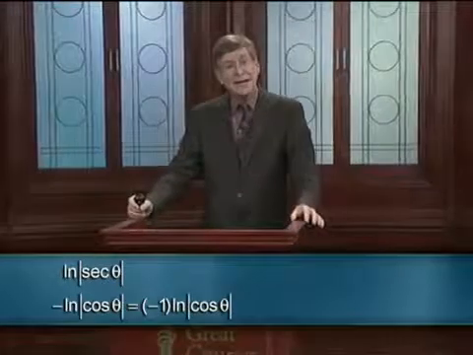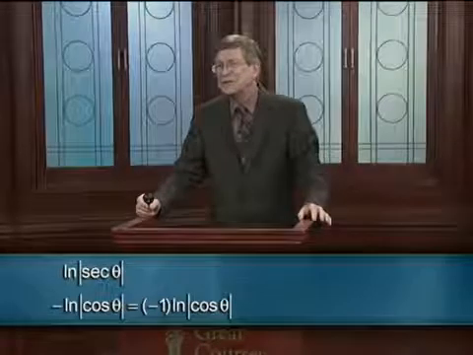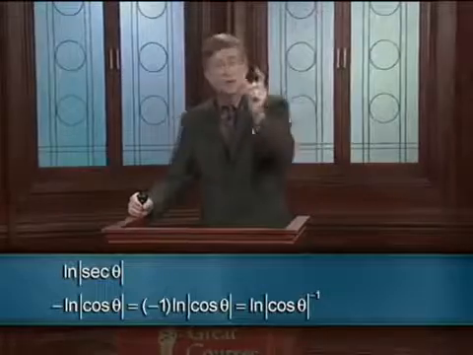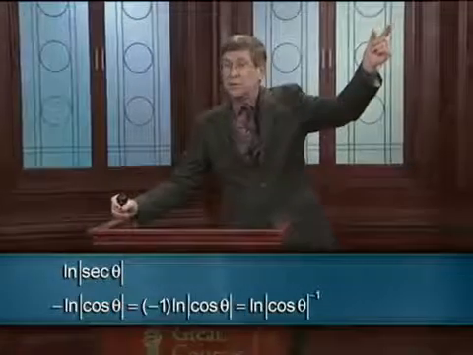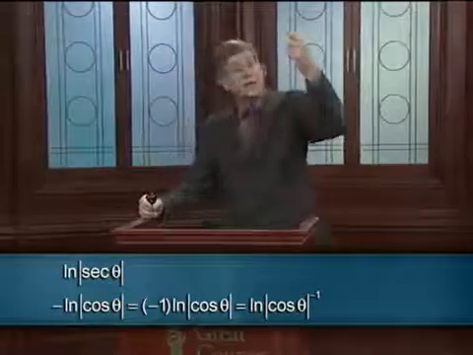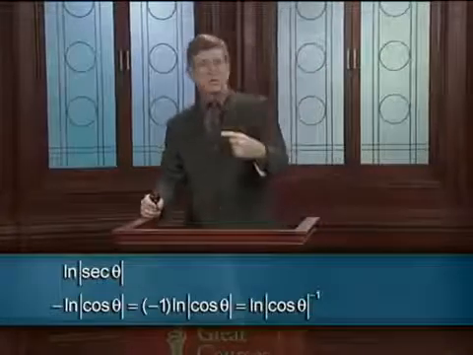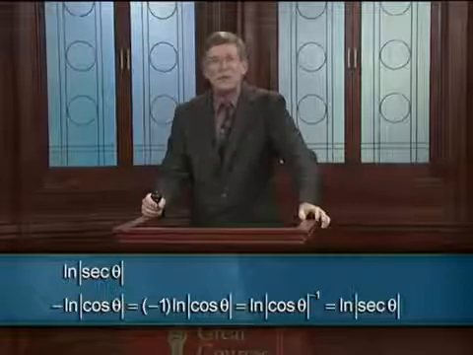And now we remember those logarithm properties we studied a few lectures ago? Yeah, that minus 1 in the front can move up to be an exponent. So it's log absolute value of cosine to the minus 1 power. Cosine to the minus 1 is 1 over cosine, also known as secant. Wow, those are the same.